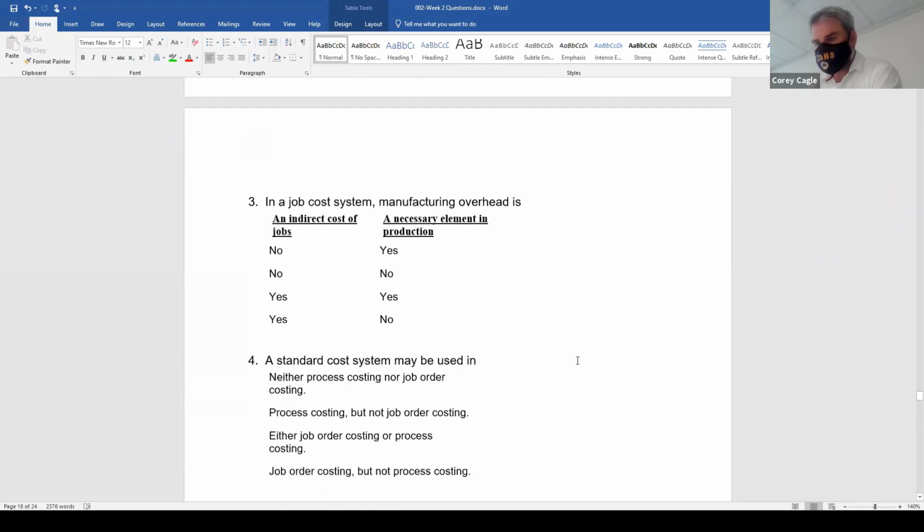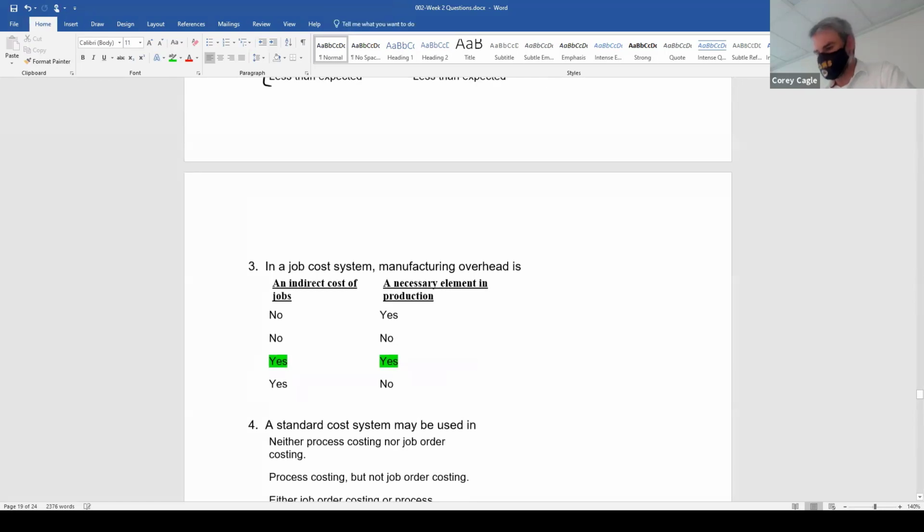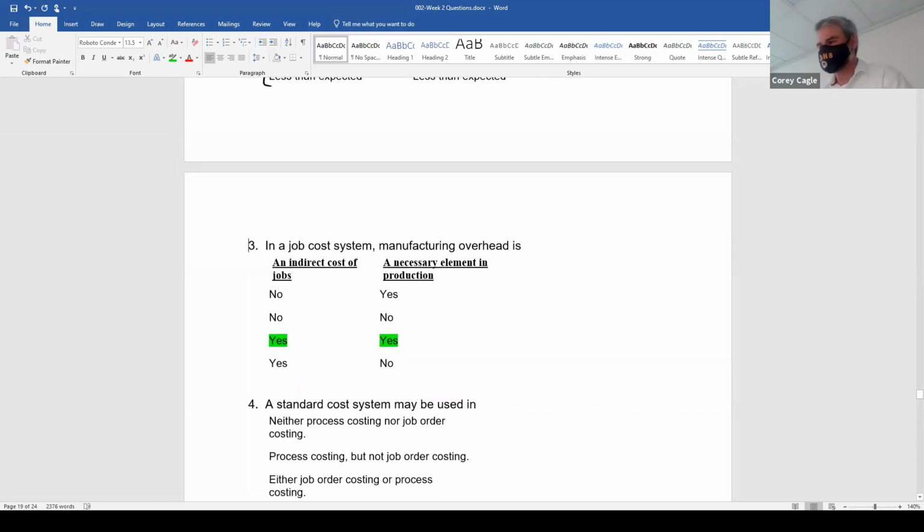Number 3. This is super simple. In a job cost system, manufacturing overhead, this is a stupid question. You can skip it. Is it an indirect cost? Yes. Is it a necessary element in production? Yes. That would not be a CPA question. That's a little too easy.